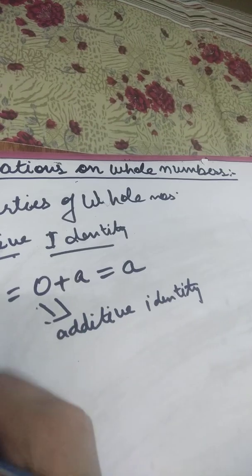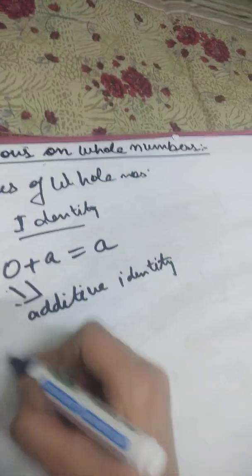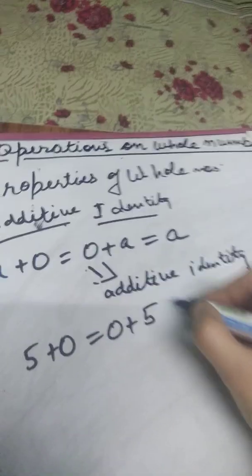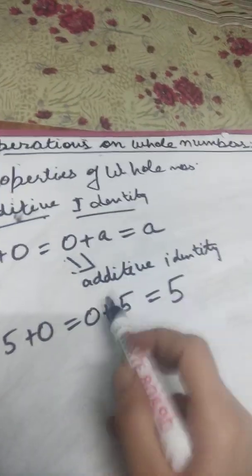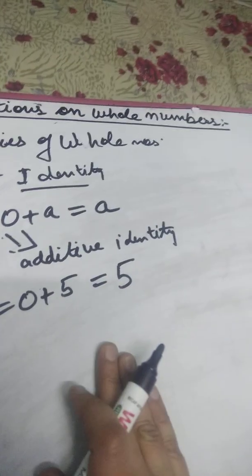Now let me take an example here. I say 5 plus 0. Now change the order. We say 0 plus 5 and that is equal to 5. I hope it's clear. You can correlate these two things. Now this was in addition. Now let's come to the difference, the subtraction part.